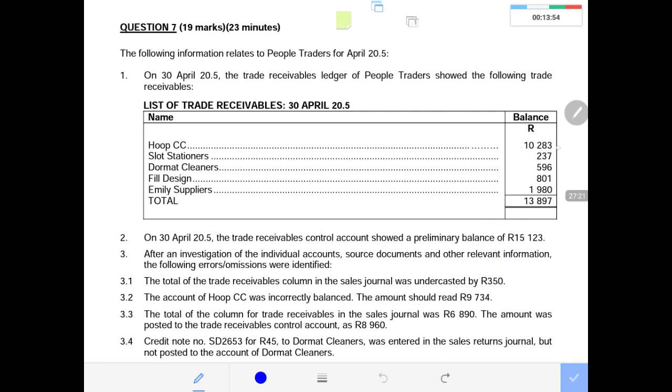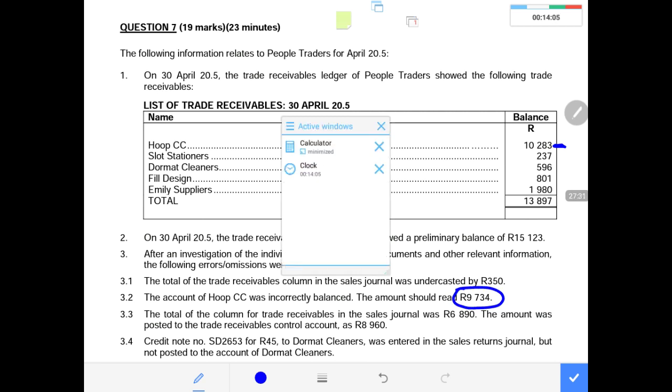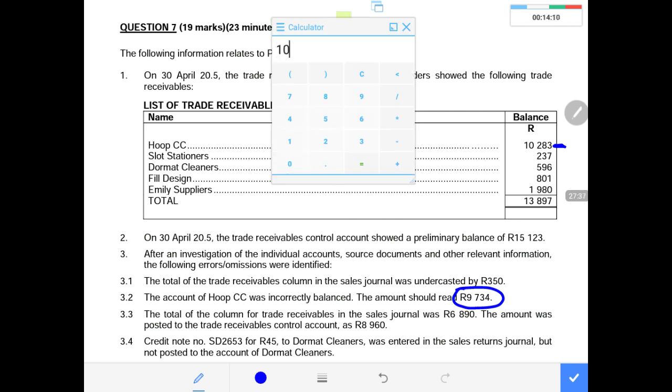That means this amount is more than it's supposed to be. We're supposed to reduce it by a certain amount so that it becomes 9,734. Now let us check how much we are supposed to reduce it by. So now that means we go and we say 10,283 minus 9,734. So it means this account is supposed to be reduced by 549 so that it becomes 9,734, not 10,000.